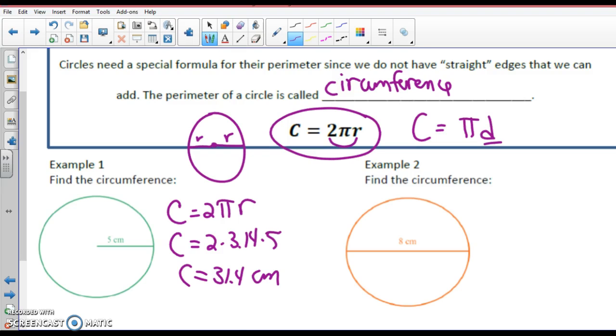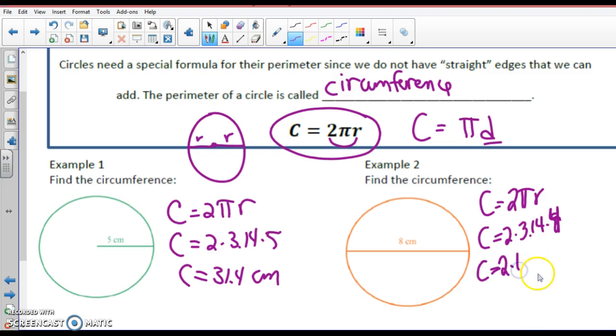Now, this one we can do two ways. C equals 2 pi r. The radius of this would be 4. So C equals 2 times 3.14 times 4. And that gives you 25.12 centimeters. You can use this formula, pi d, which would be circumference is 3.14 times 8, and you get the same exact thing.